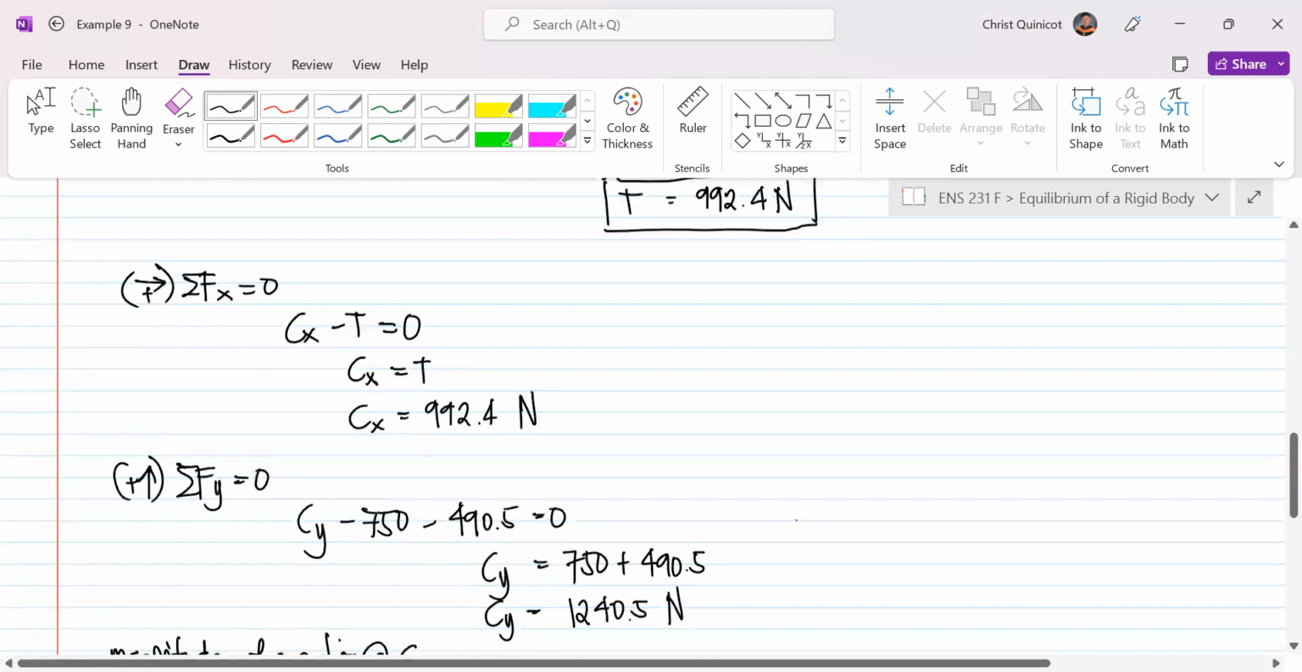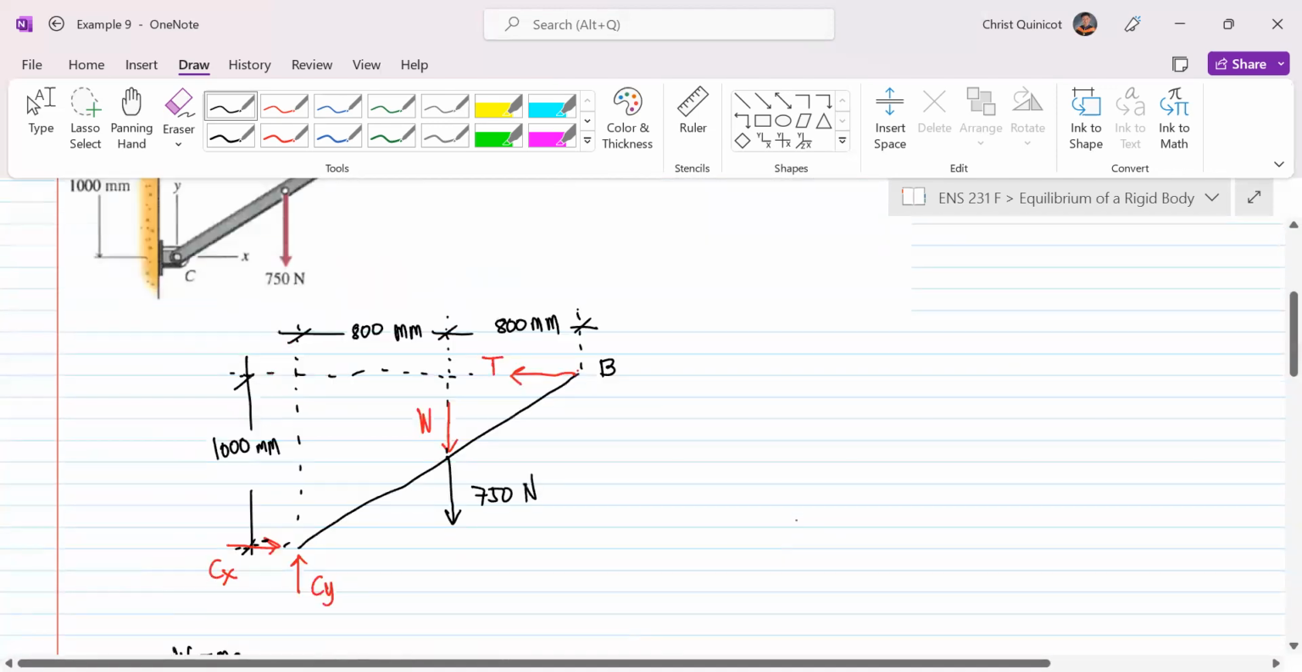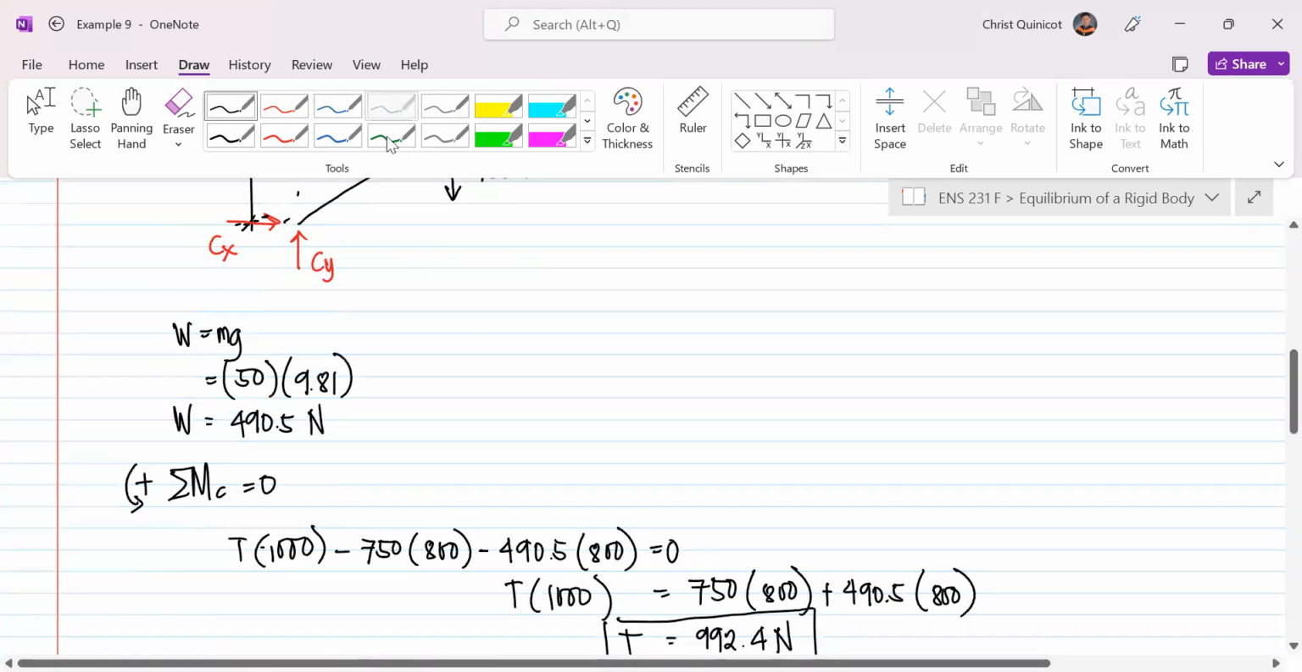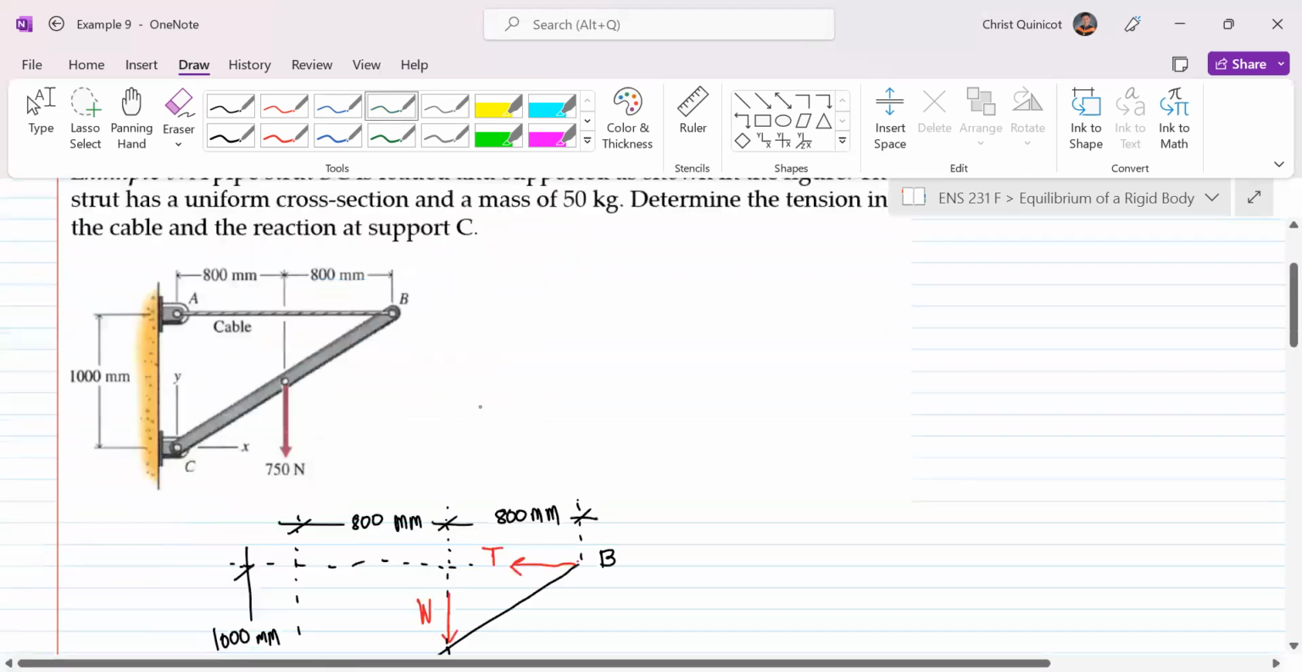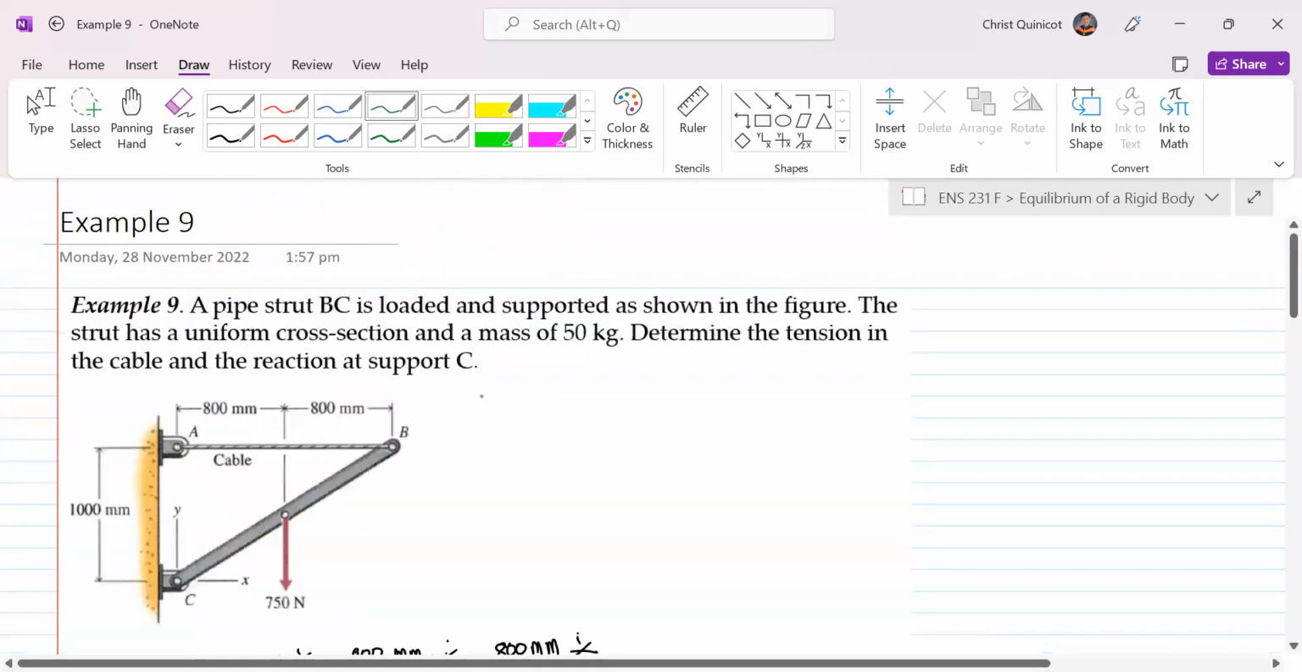If we try to draw that, this is theta and this is our C. Okay, that is example number 9.